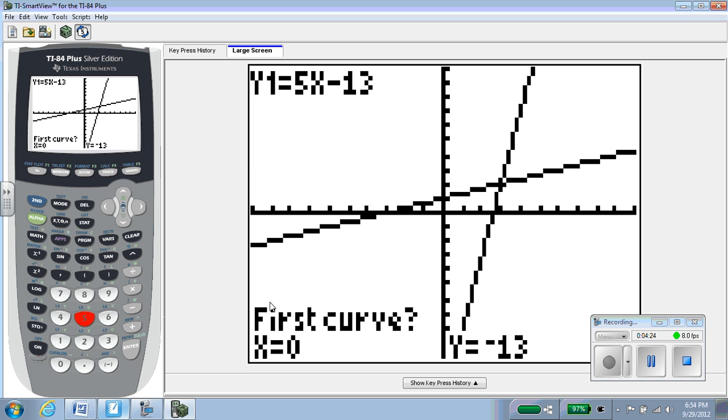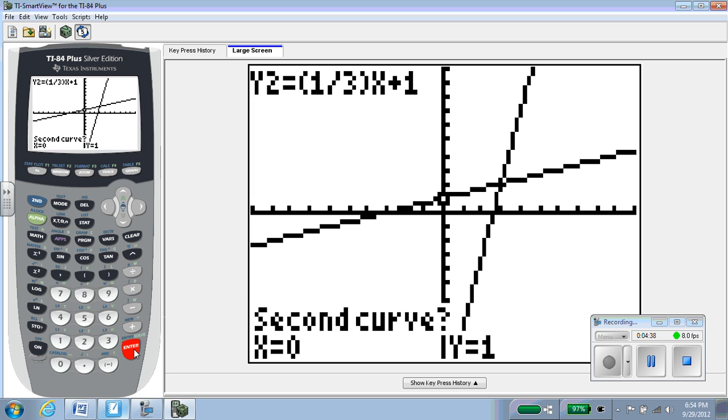My calculator now starts asking me questions. It's saying, was there a first curve? And I'm going to hit enter. Now it's using curve because not everything is a line in math. I'm going to hit enter to say yes. Now it's saying, was there a second curve? I'm going to hit enter to say yes. And then it asks me the really important question. It says, guess where the intersection is.